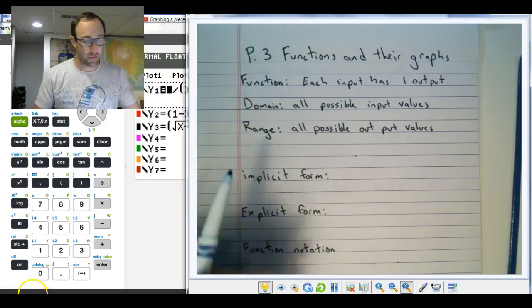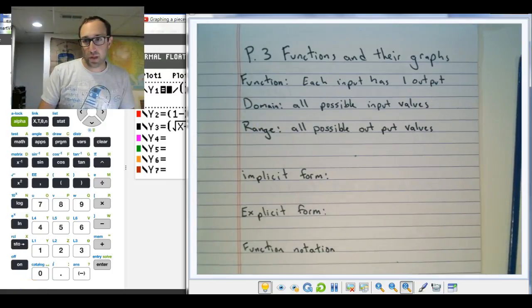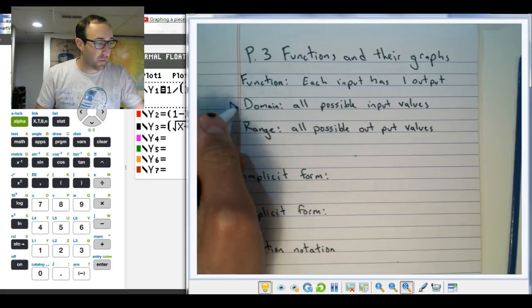Functions, as you remember from Algebra 1, and then we saw it in Algebra 2, and then again in trig, is one input has one output. Alright, it's that simple. But now we're going to be looking at domain.